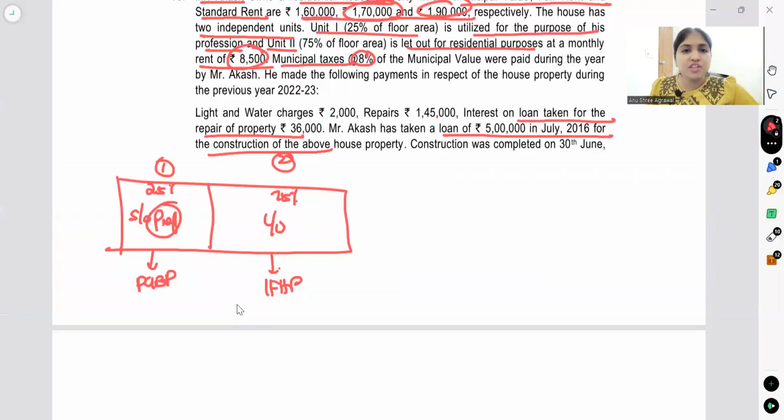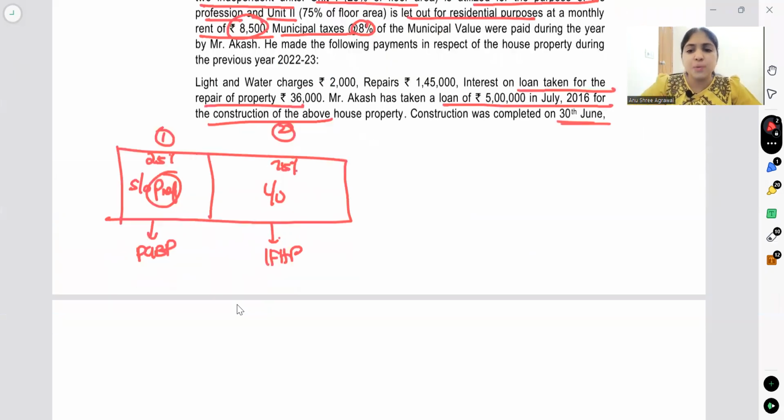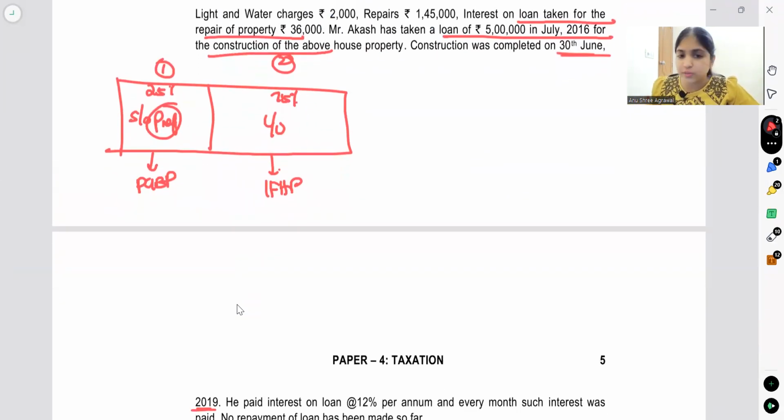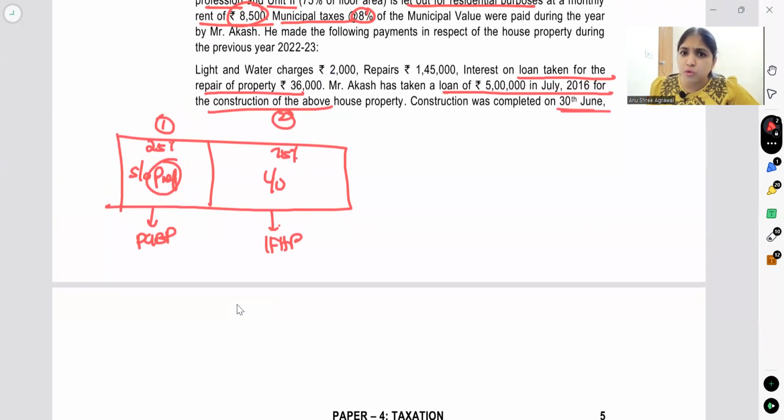Now, do we have pre-construction interest in this question? How do we know that? See, when was the construction completed? Construction was completed on 30th June 2019. Okay. And when did we borrow the loan? We borrowed the loan in July 2016. So even before the construction was completed, pre-construction loan is existing, which means we have pre-construction interest. Obvious, right? Even before the construction is completed, the loan is existing. So we have pre-construction interest.